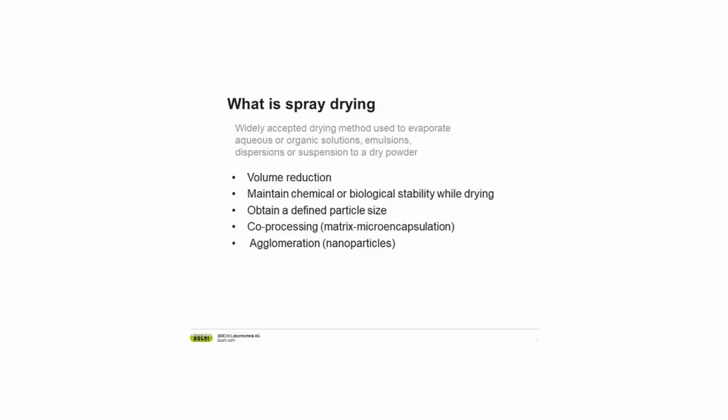Spray drying is really good for volume reduction and for maintaining the chemical or biological stability of a product. With spray drying we can also obtain a defined particle size, and it's a really interesting process if you want to do, for example, matrix microencapsulation, co-processing, and also agglomeration.